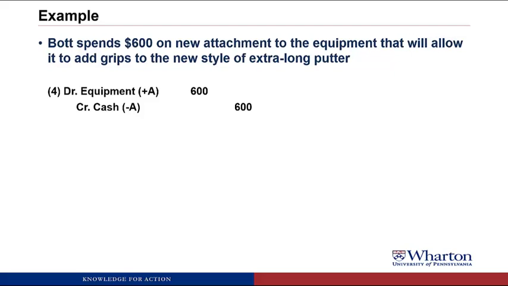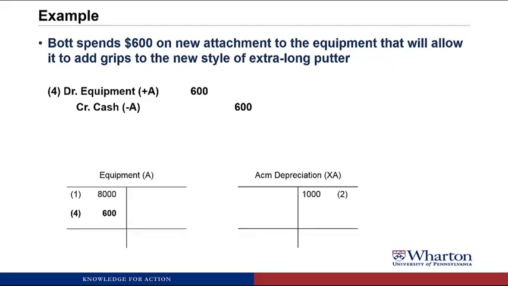In this journal entry, we're going to have a credit to cash for $600 because we're spending $600 cash. This time the debit's not to an expense, but instead it's to the equipment account. The logic here is that the new attachment is going to allow us to use the equipment longer or make the equipment more valuable. So we get to capitalize the cost, and as you can see, we add $600 to the equipment T account.